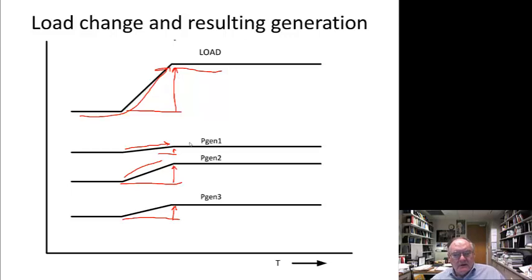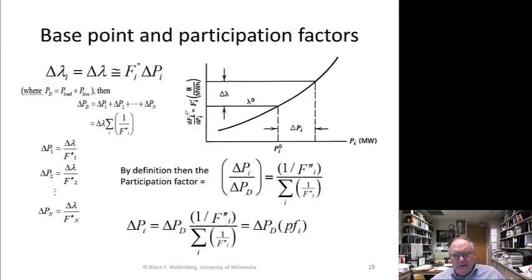So the generators are all going to come up because the load went up. Now, if the load dropped down, then the generators would go down. But what we need to know is, how much is this? How much is that? How much does this one get? We didn't just take the load increase and allocate it 1/3, 1/3, 1/3. What we would like is to somehow do this in an economic way.